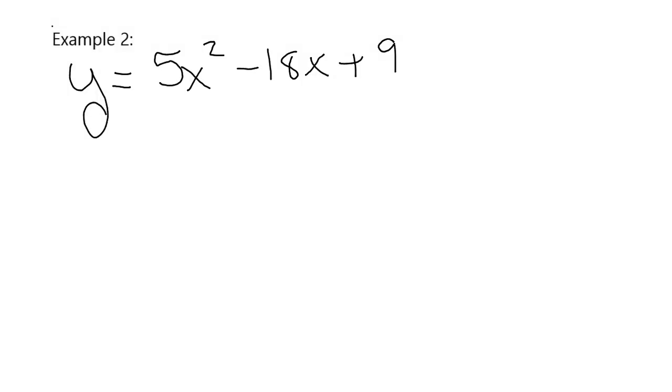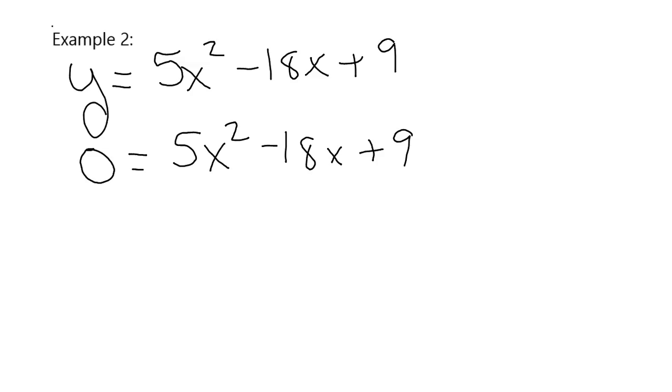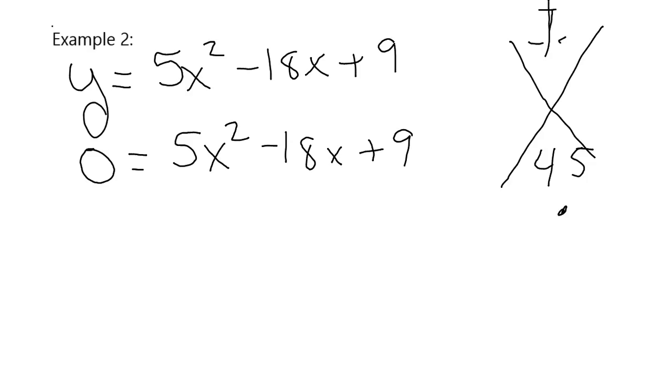Example number 2 is done the same way. We have y equals 5x squared minus 18x plus 9. We change the y to a 0 because we want to find out where this quadratic crosses the x-axis. And then we're going to go ahead and factor it. So we use my diamond. 5 times 9 is 45, and we want that to add up to a negative 18.